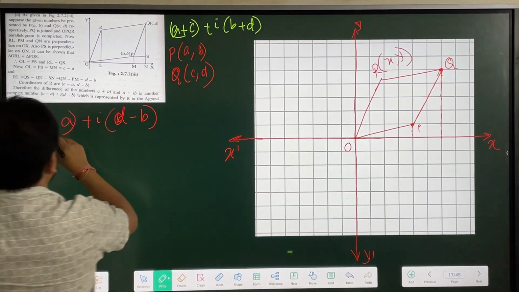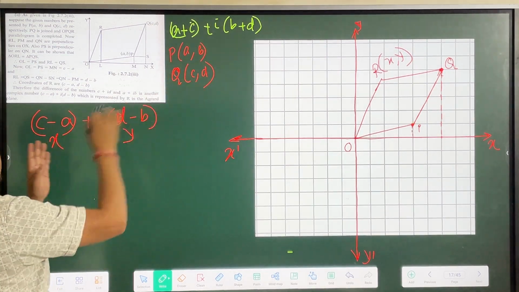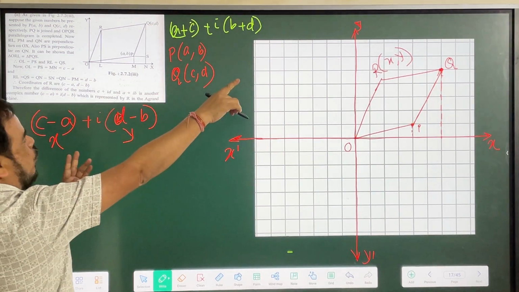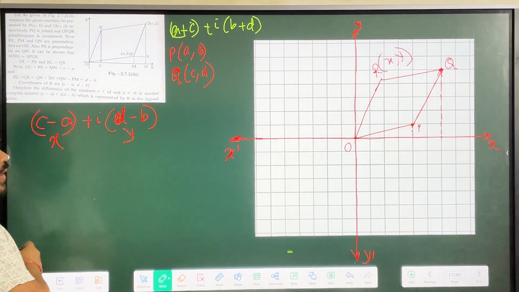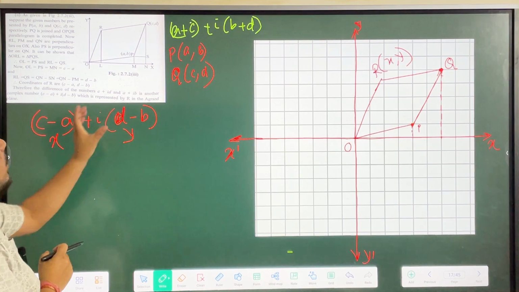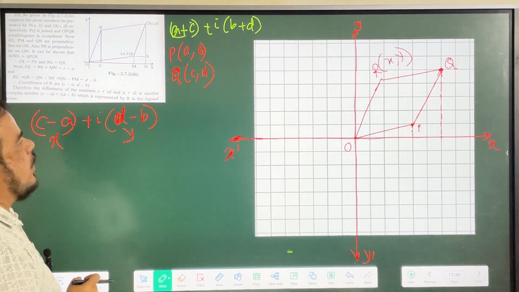X comma Y means this one X, this one Y. We have to get in that X C minus A, in that Y D minus B. We have to get like previous sum only. In the previous sum we got A plus C and B plus D. Now we have to get X, then only it will be proved. Okay.